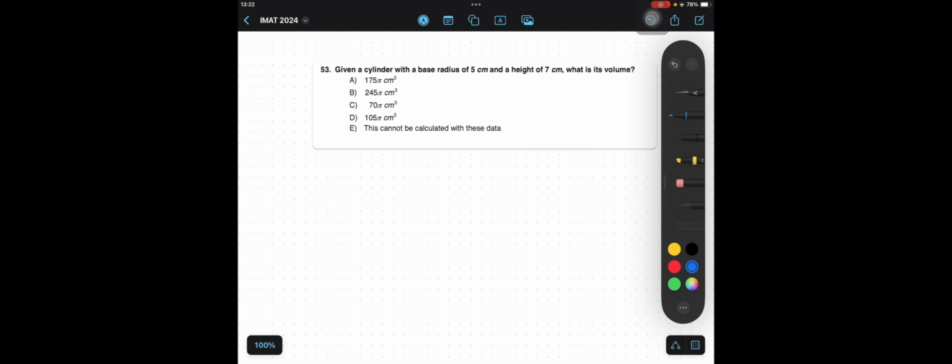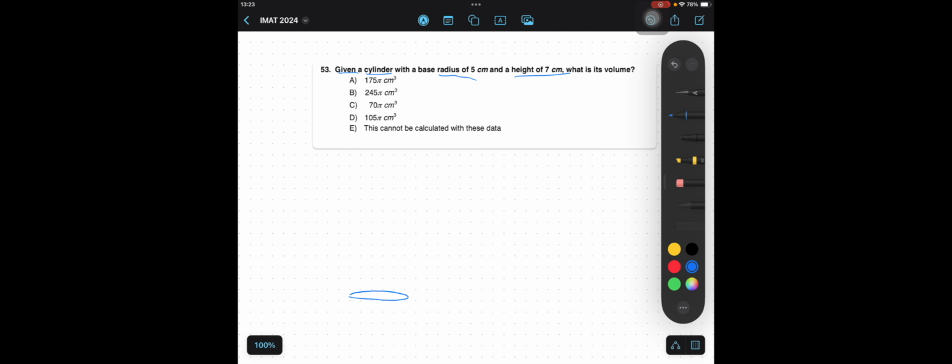Here we have a 3D geometry question, and it's pretty straightforward. So the question says, given a cylinder with a base radius of 5 centimeters and a height of 7 centimeters, what is its volume? So let's draw it. This is the first step.